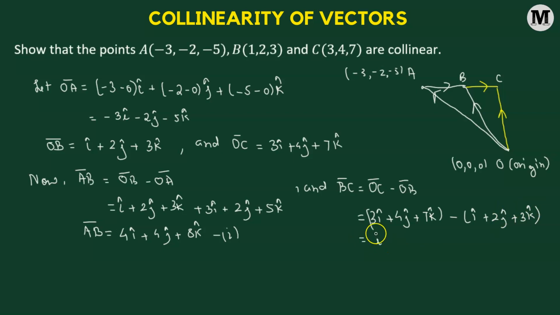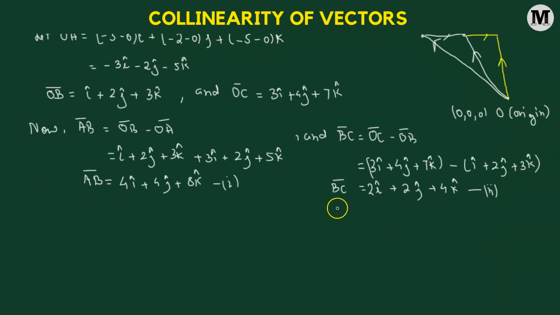Simplifying gives us 2 i cap plus 2 j cap plus 4 k cap. I said i cap, but that's 2 i cap actually. Okay, so this is the vector BC. We're going to label this as number 2.